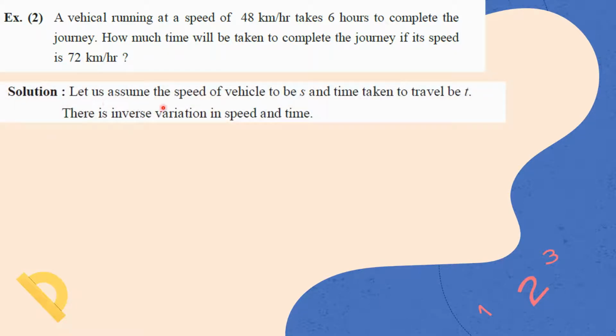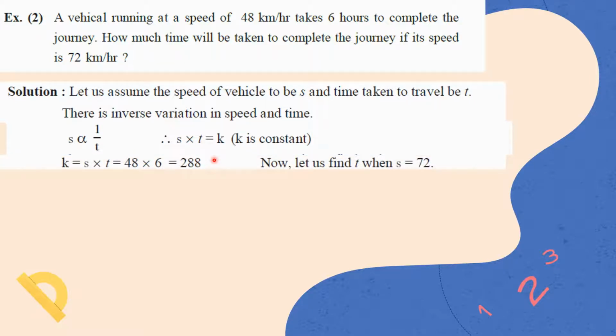Let us assume the speed of the vehicle to be s and the time taken to travel be t. Clearly, this is an inverse variation in speed and time. So s is inversely proportional to 1 upon t. Therefore, s into t equal to k, where k is a constant of variation, and this is the equation of variation.